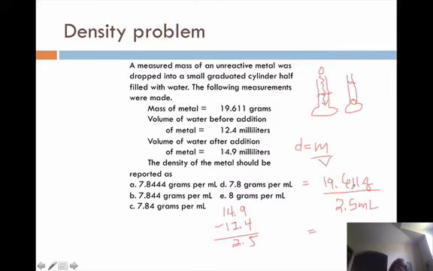Say hello. All right, so we're going to have 2 sig figs in our answer, and the answer should be reported as D, 7.8 grams per milliliter.